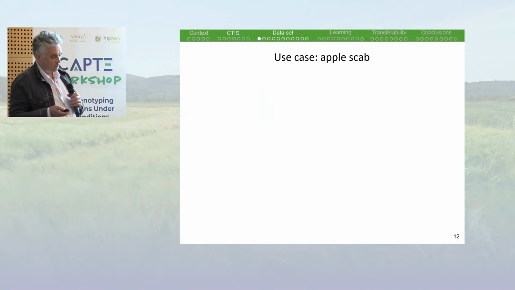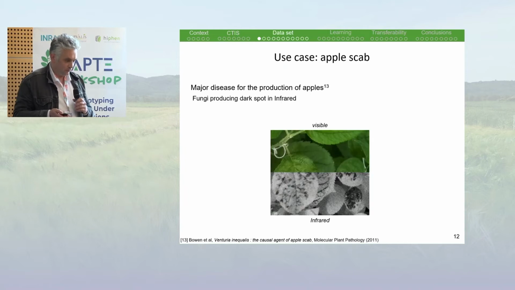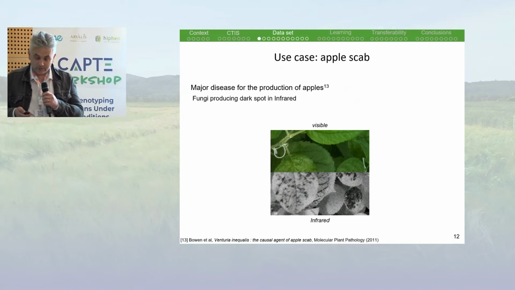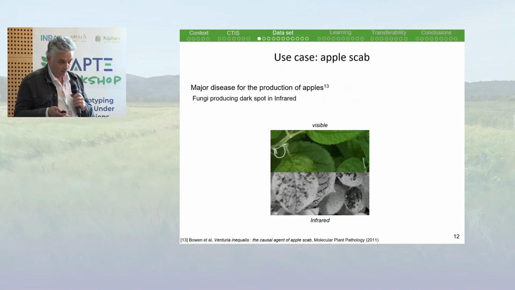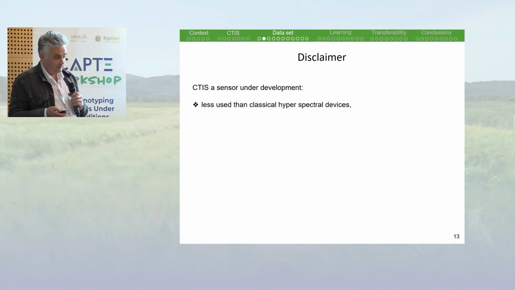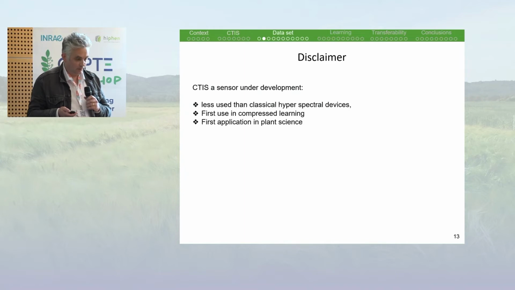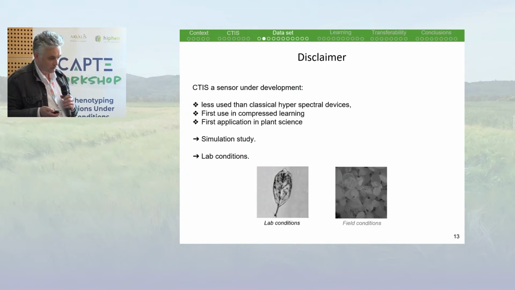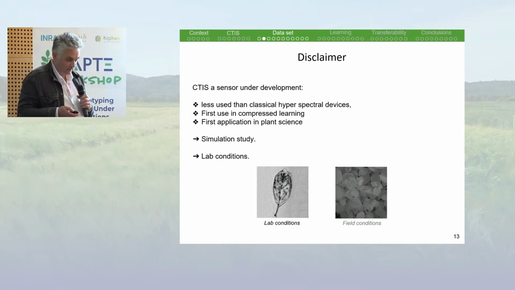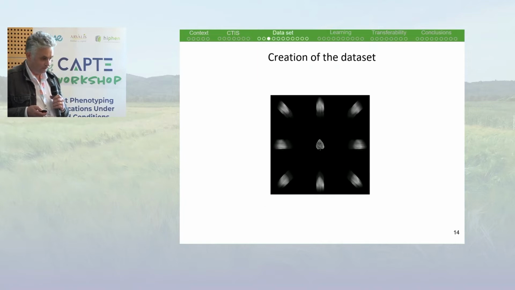As a use case, we consider apple scab, a fungus, which has high contrast more in the infrared and a bit in the green domain. As a disclaimer, I want to say that we are at a low TRL here. It's a first use of compressed learning in an application in plant sciences. So we do simulation, and for now lab application, and we are starting to move to field canopies, as you can see here on the right.